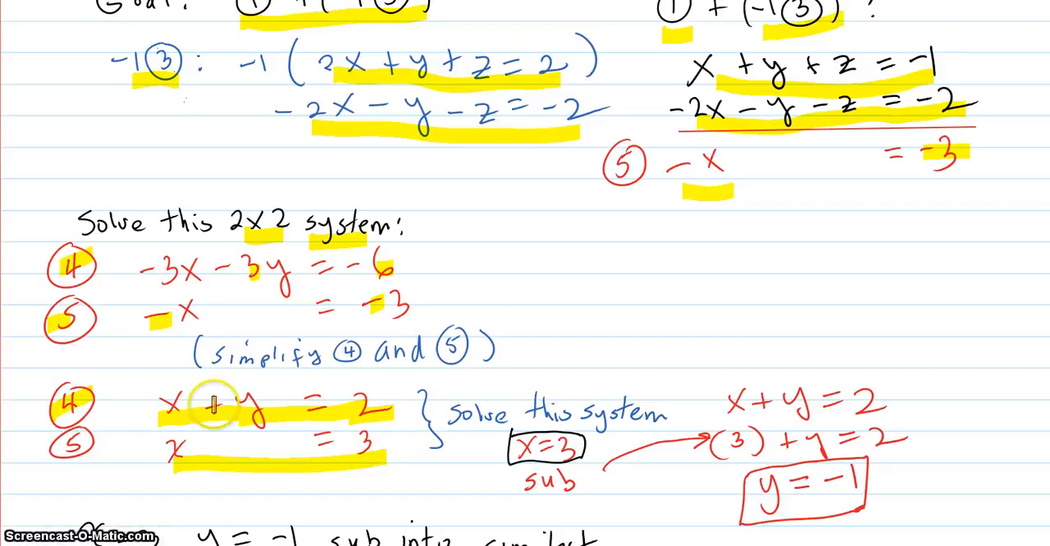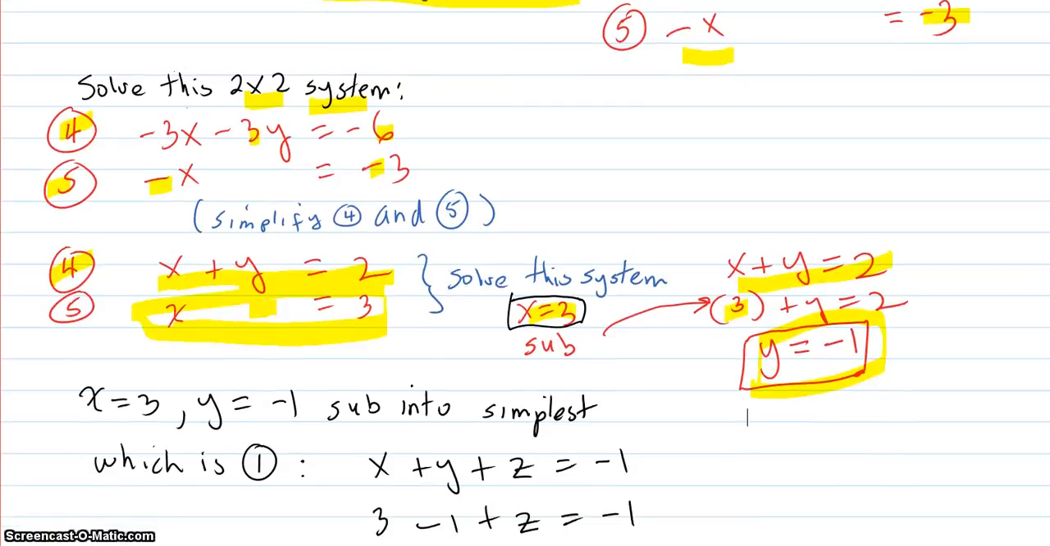So I would normally have a y here and I would just solve it by elimination. But since I have x sitting here solved for already on this one, I'm going to use it. I'm going to substitute it into equation number 4. Here's equation number 4. Sub in x equals 3. 3 plus y is 2. Subtract 3 from both sides. y equals negative 1. Okay, so far we have x equals 3 and y equals negative 1.